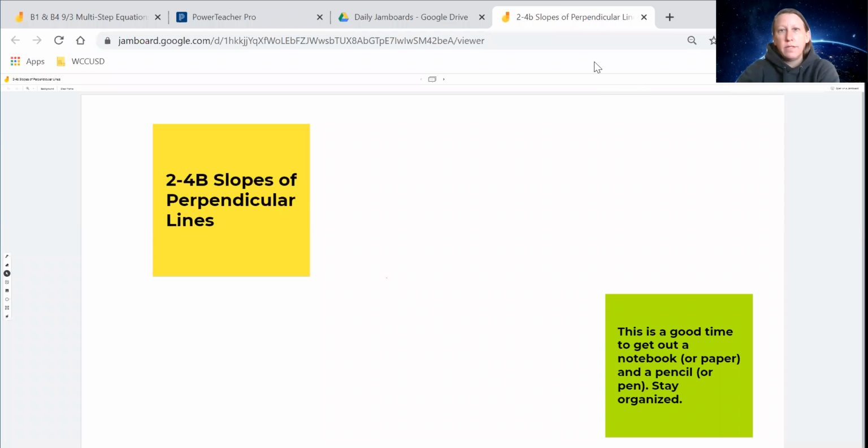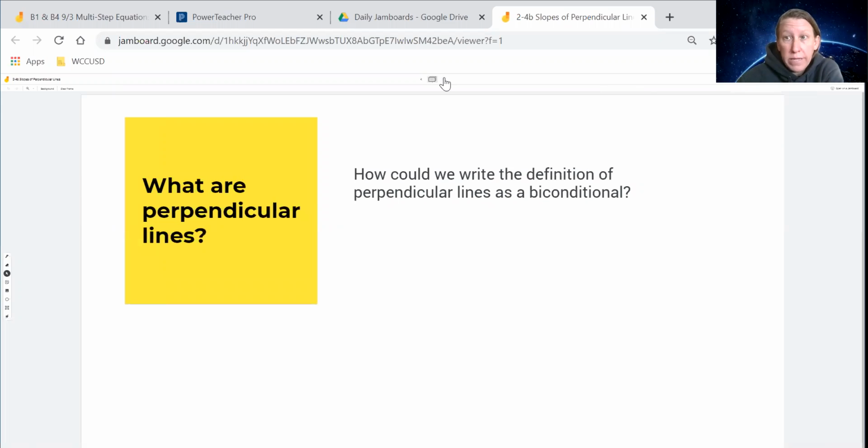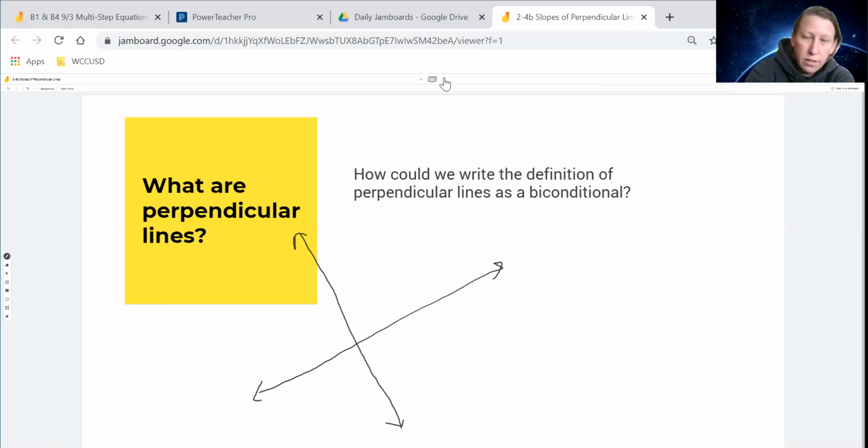Hello students, today we're talking about the slopes of perpendicular lines. So what are perpendicular lines? Perpendicular lines look like this. You have one line going up, maybe going up this way. A perpendicular line would be going across it. So this line's going up, this line would be going down, and right in the middle, they have to make right angles.